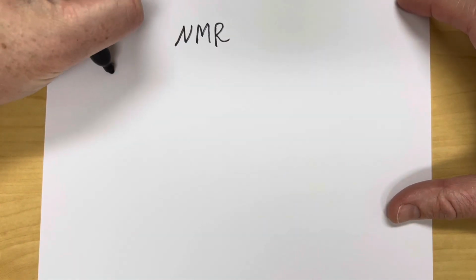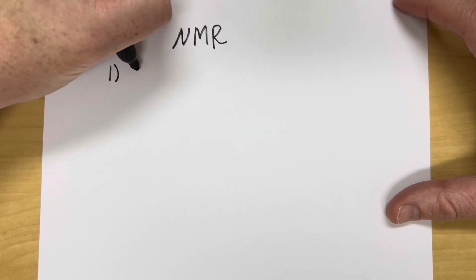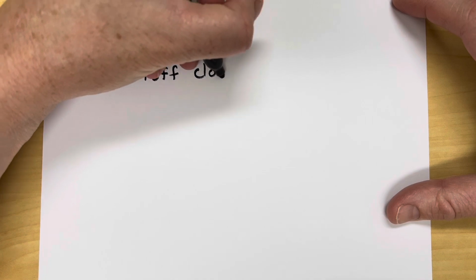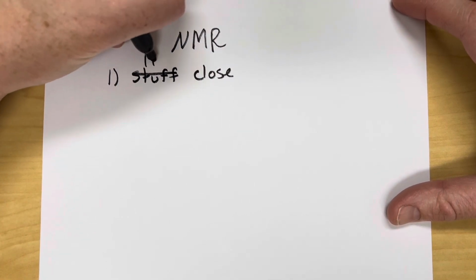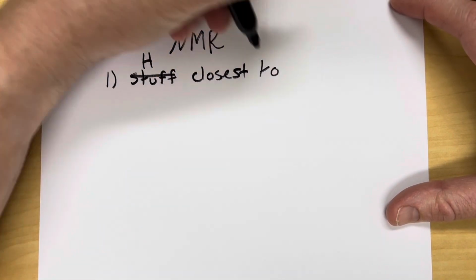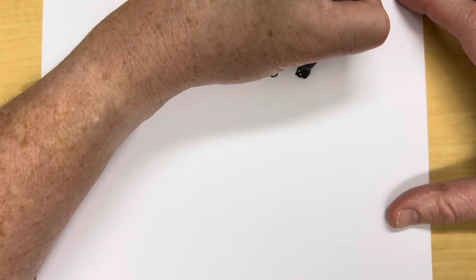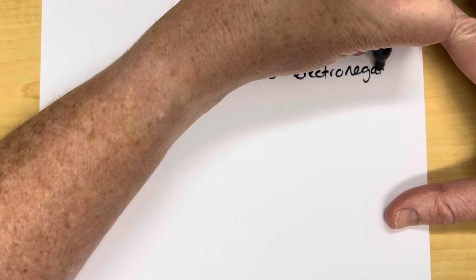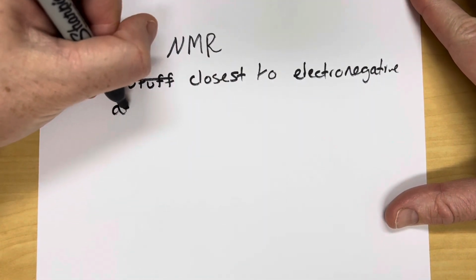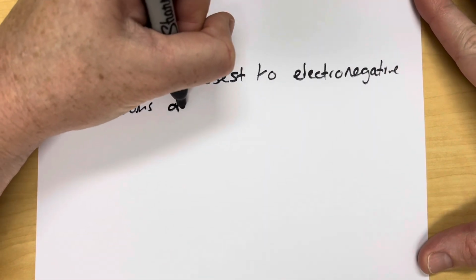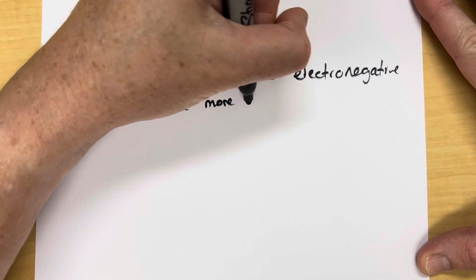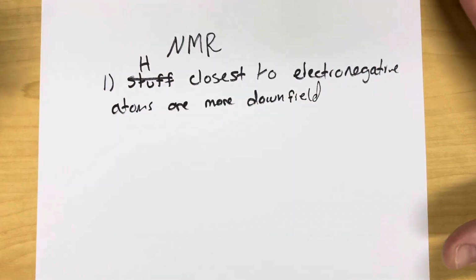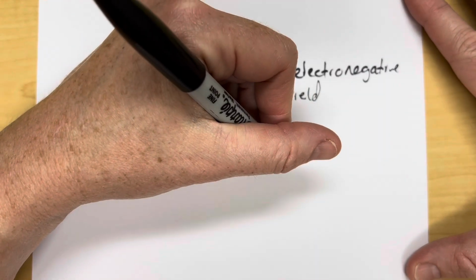So the first idea is that protons closest to electronegative atoms are more downfield. So stuff closest to electronegative atoms is going to be more downfield. Let me give you an example.